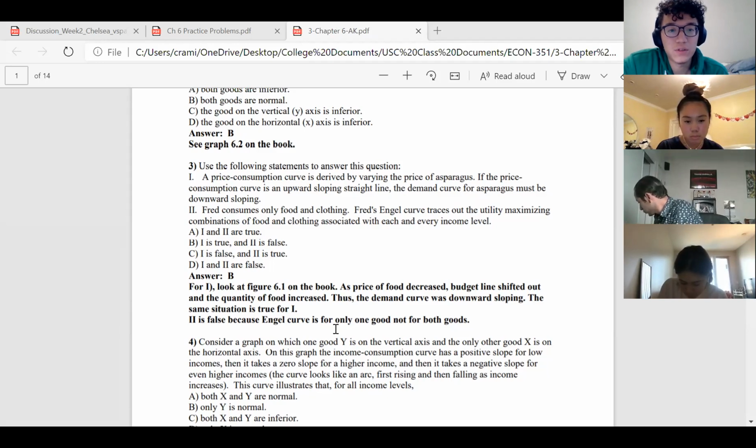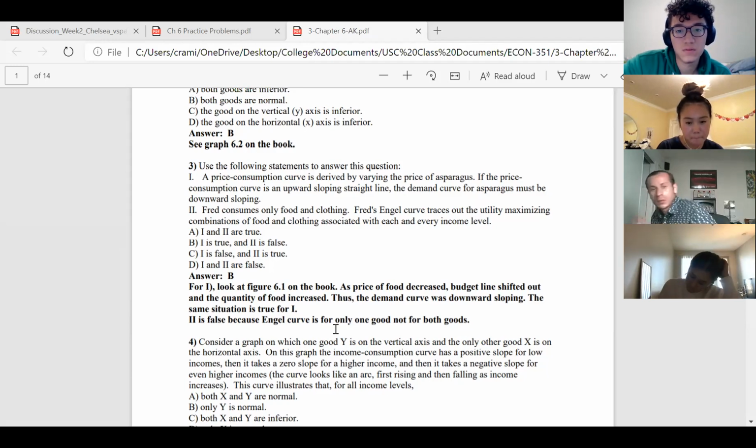And then for the first one, the price consumption curve derived by varying the price of asparagus, that checks out. But why does the demand have to be downward? I get why it could be, but why must it be? I'll be honest, I don't know the answer to that one.